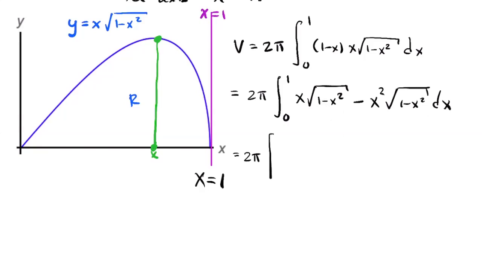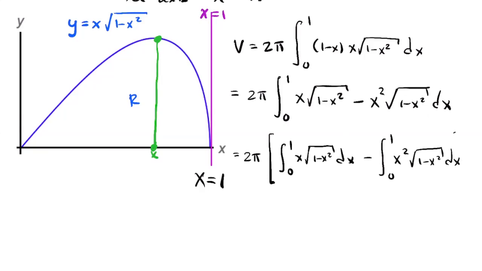So 2 pi, I'm going to separate the integrals: 0 to 1 of x times the square root of 1 minus x squared. Why am I separating them? Because I'm going to integrate them with different techniques. Then I'll subtract the integral from 0 to 1 of x squared times that square root factor. All of that has to get multiplied by 2 pi. All right, so you can organize work the way you want to.